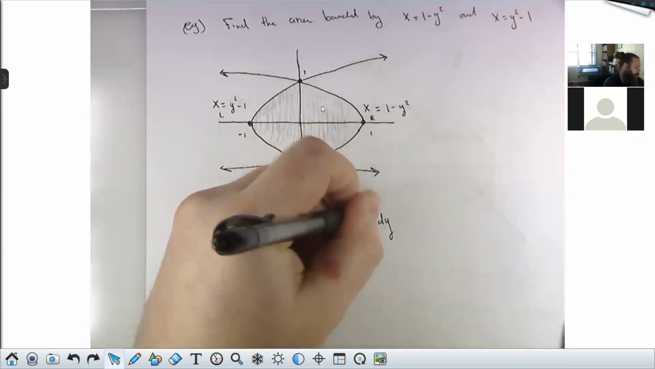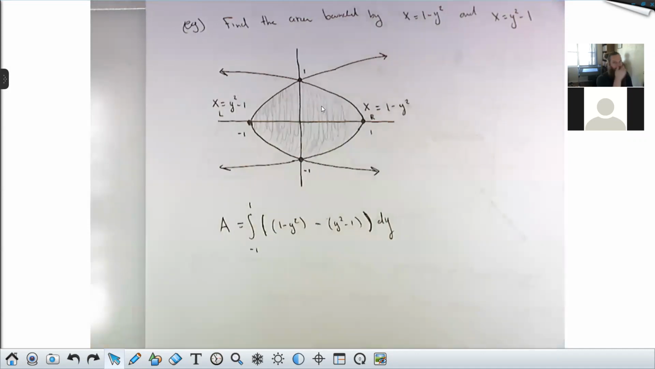So before we move on, I'd like to stop here and take questions on how we set up this integral or how we got these graphs, because that is certainly the hard part.